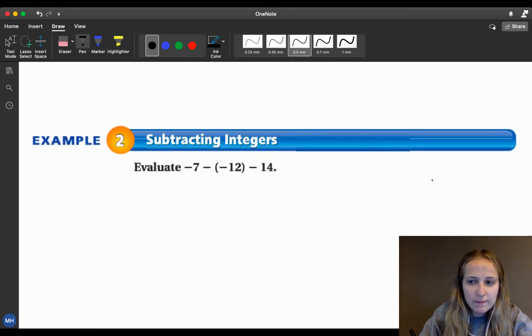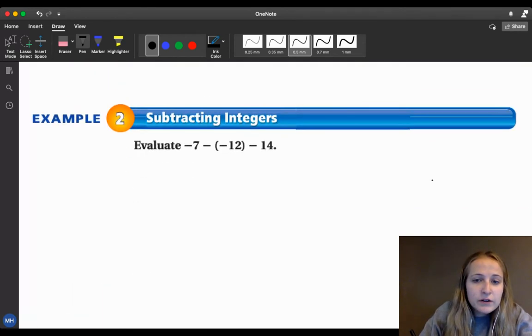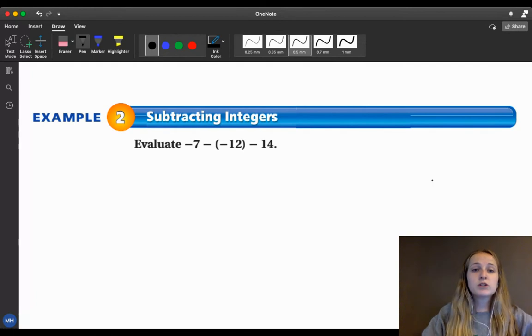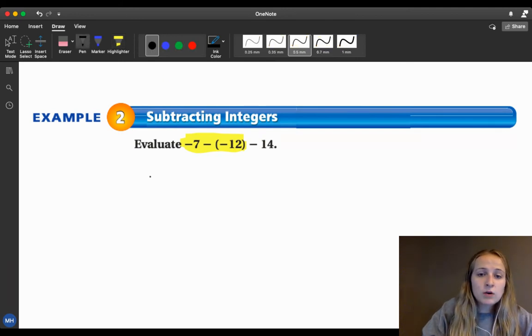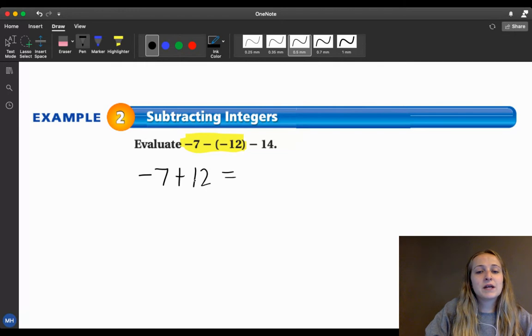All right, nice job. So now we are going to try 3 numbers. So the trick with 3 numbers is to start off, we're only going to pay attention to the first 2, okay? So right off the bat, we're only going to pay attention to these. We will deal with the minus 14 later, okay? So I'm going to go down and I'm going to do my rule, which is add its opposite. So this turns into an addition sign. The opposite of negative 12 is a positive 12, okay? Therefore, I get negative 7 plus 12.